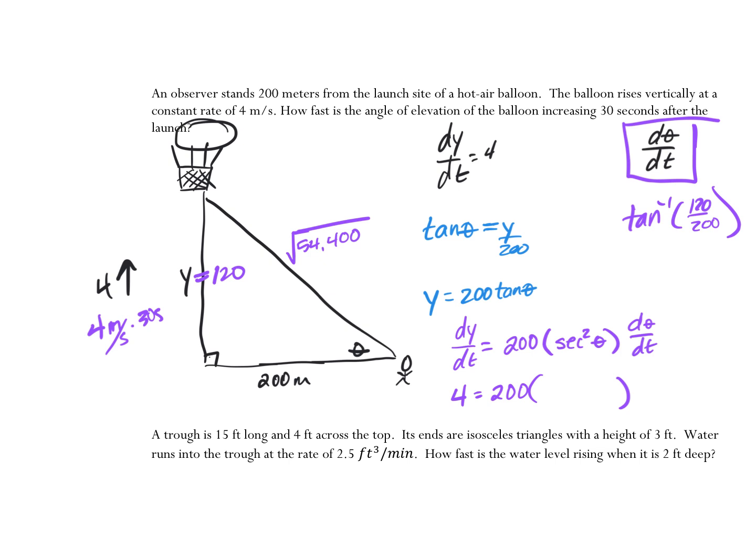Hannah, where are we at? You okay? Yeah. Okay, so secant is hypotenuse over adjacent, yes? So that would be the square root of 54400 over 200, and then it's secant squared, and then solve.